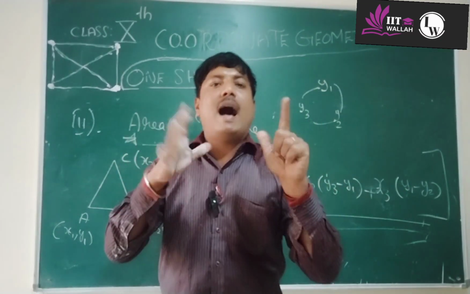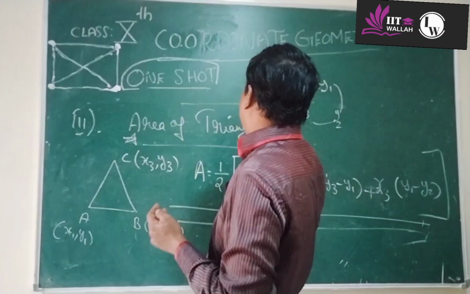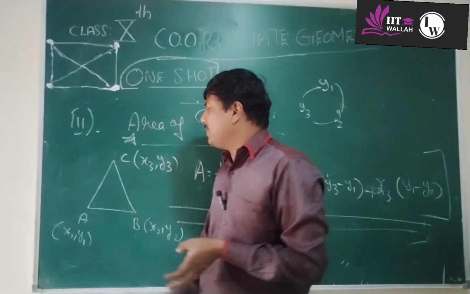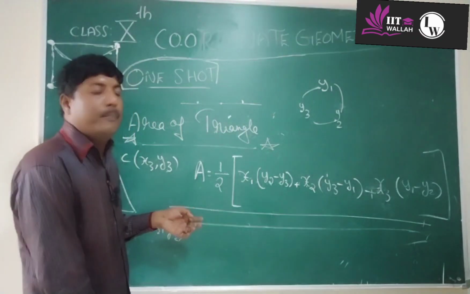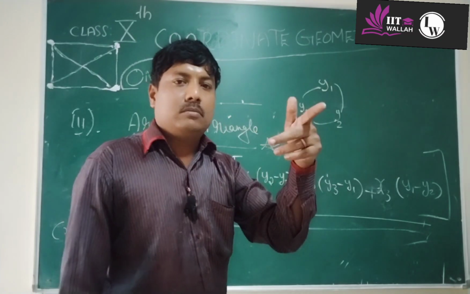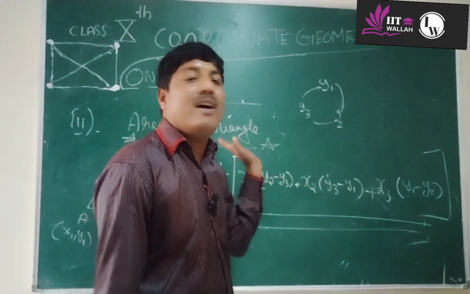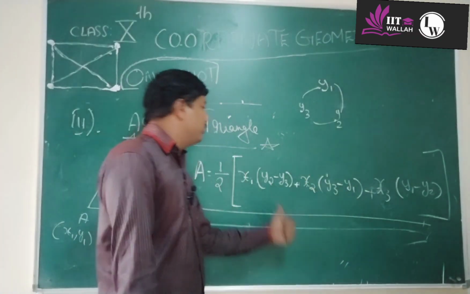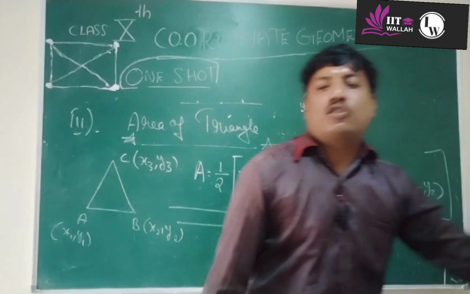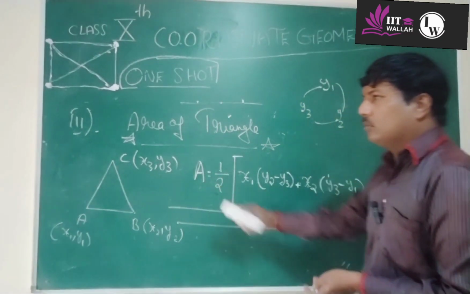Suppose we are asked to prove that 3 points are collinear. Collinear means on a line like this. What will we prove? We will prove the area of the triangle formed by using these 3 points is equal to 0. We will prove that the area of the triangle is 0. Then the points are collinear. This is the main use of this formula. Okay? Now we will move on to the exercise questions. Some of the main questions we will solve. You can note it down.